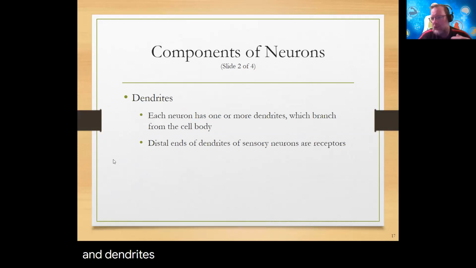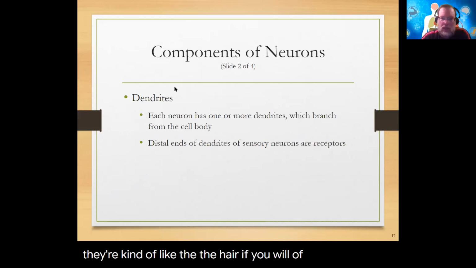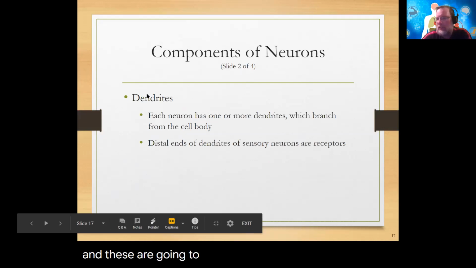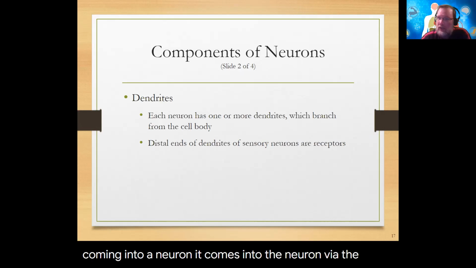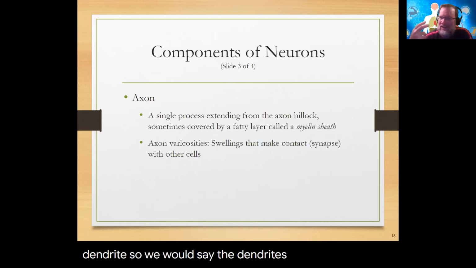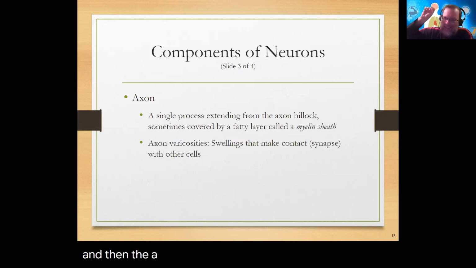And dendrites, typically we see multiple dendrites, and they're going to be attached right along with the cell body. They're kind of like the hair, if you will, of the cell body. And these are going to be the sensory, as this is what we call the input zone. So the input zone, in other words, when a stimulus is coming into a neuron, it comes into the neuron via the dendrite. So we would say the dendrites are the input zone, and then the axon is going to be the output zone. Okay.